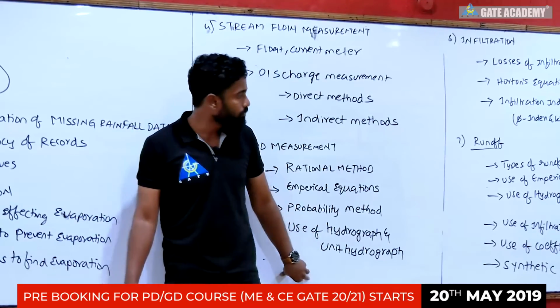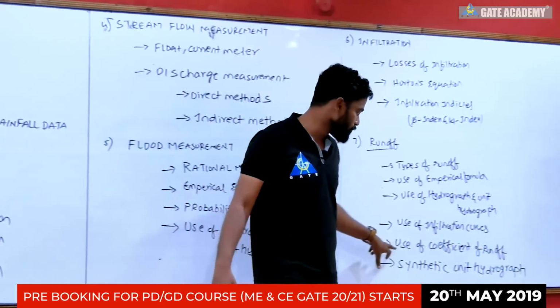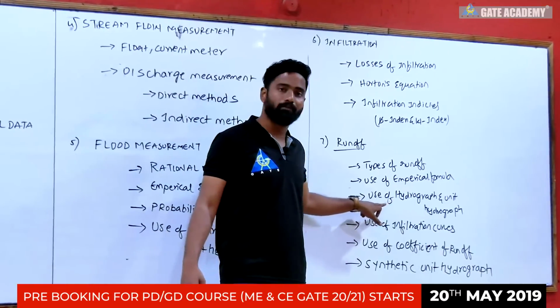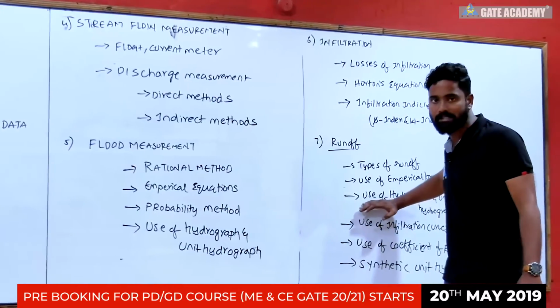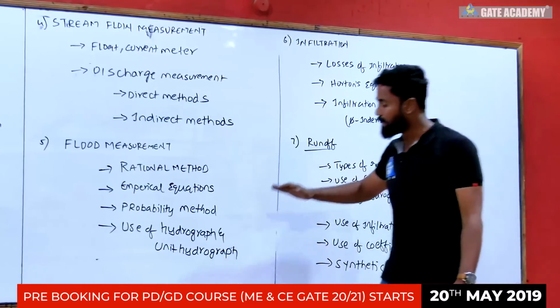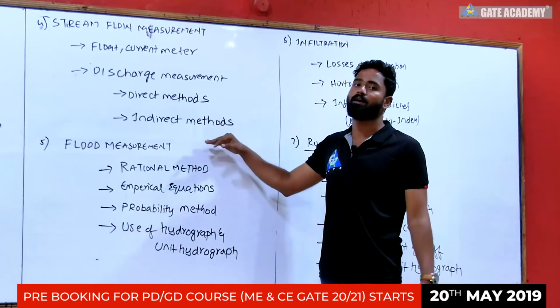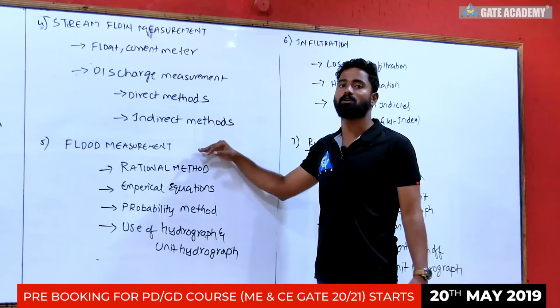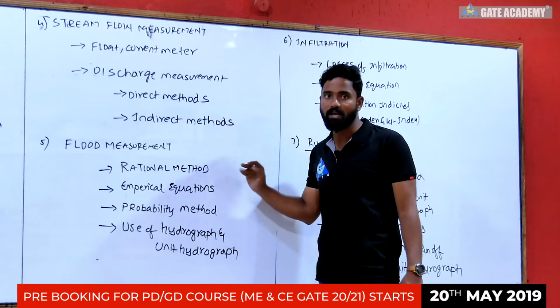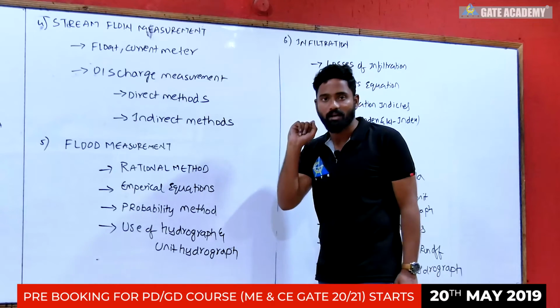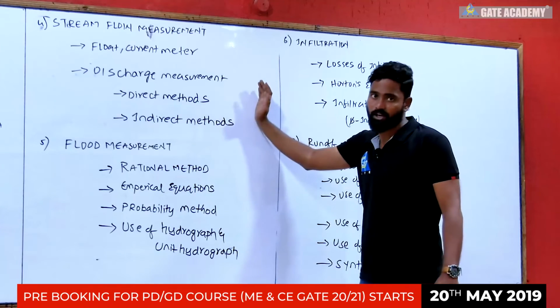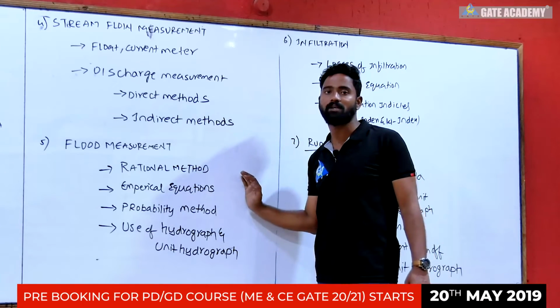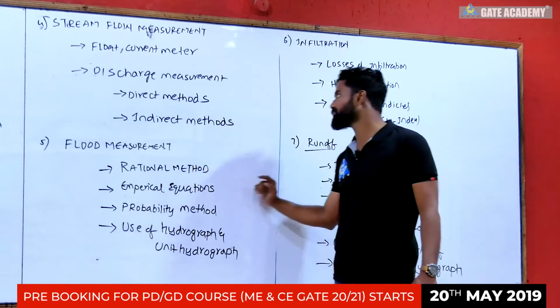The same concept is seen in runoff also. Use of hydrograph and unit hydrograph means this concept is actually discussed here, but by using this you can also measure flood. Flood is also measured like this. Flood means indirectly we are measuring the discharge only here also. Here it is in a stream, and here it is flood, that means very rare situations.